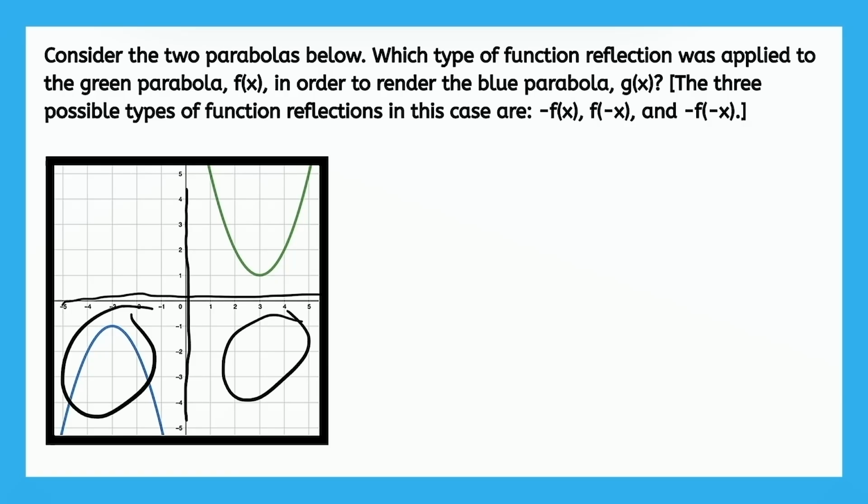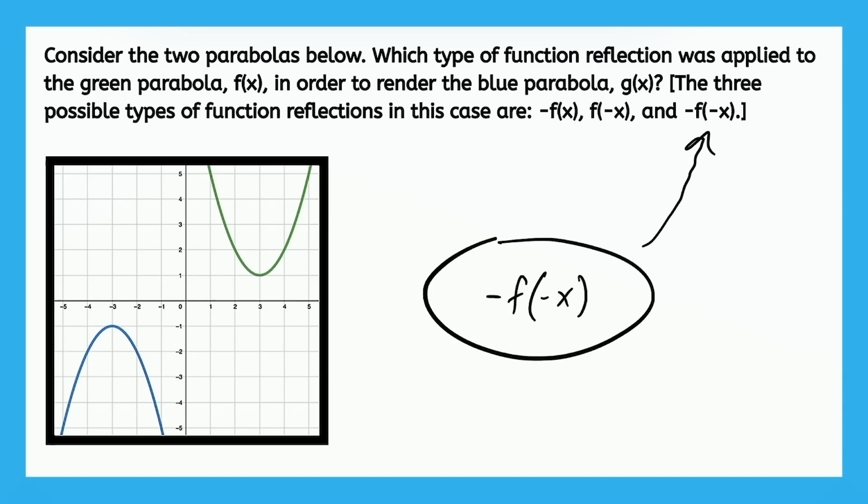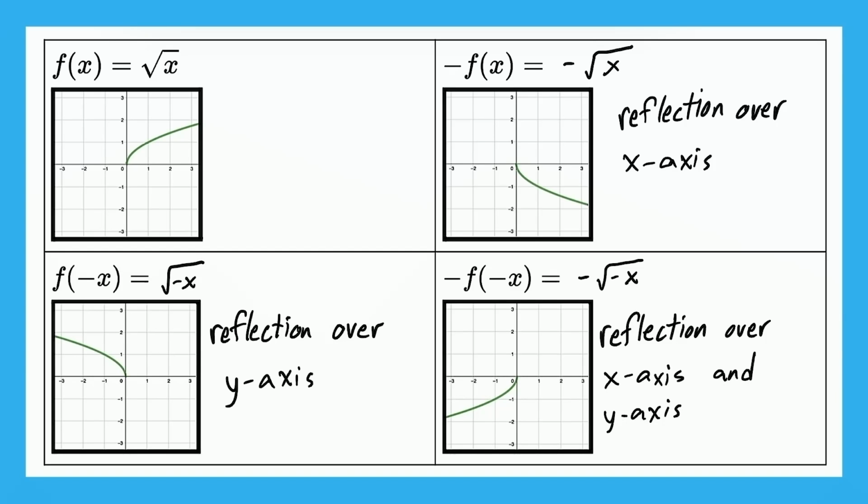And you could always think of it in the opposite order. You could think of it as over the y-axis first and then over the x-axis. But the point is that to go from this parabola to this parabola, we reflected over both, which means that the type of reflection that we observe in this example is negative f of negative x. And that's the answer. Negative f of negative x is the type of function reflection that was applied to this parabola in order to get this parabola. All right, and now that we have learned about the three basic types of function reflections, which include negative f of x, f of negative x, and negative f of negative x, we are finished.